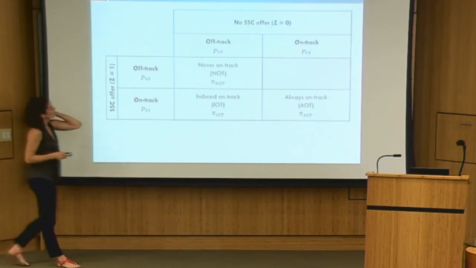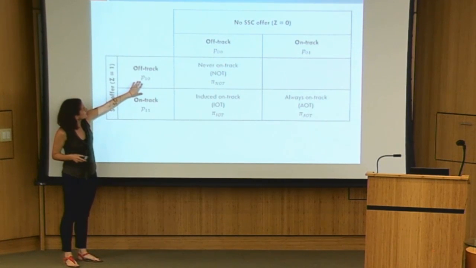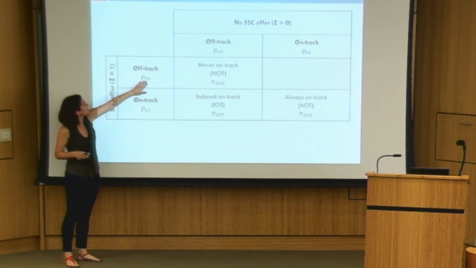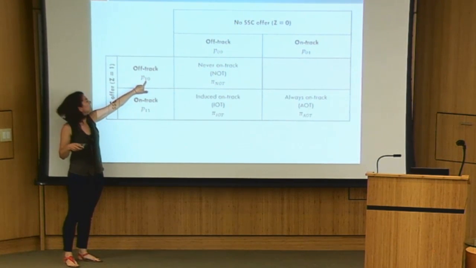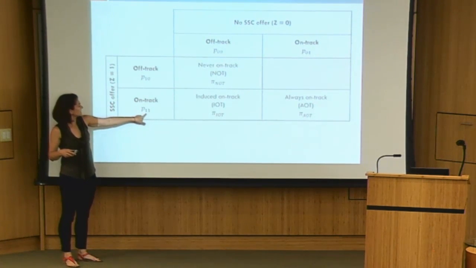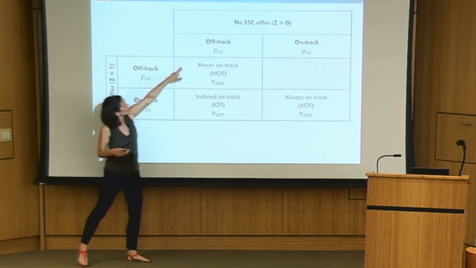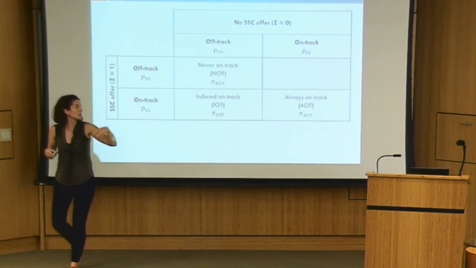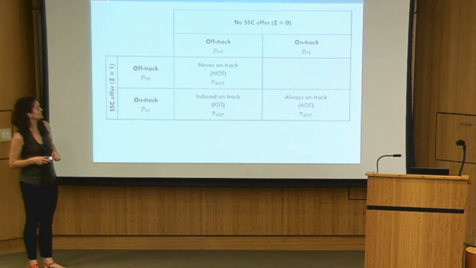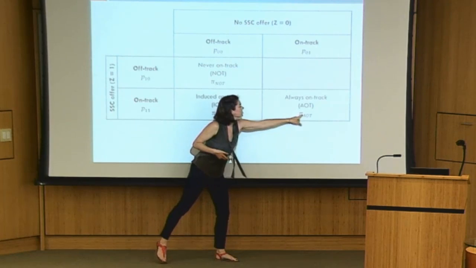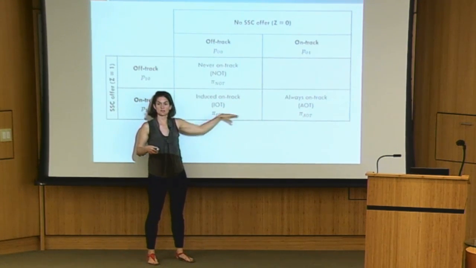So what I've done here is I've just labeled the terms that I've defined. P sub 1, 0 are students assigned to treatment who are off track. P sub 1, 1, those assigned to treatment and on track. Similarly, here, P0, 0, those assigned to control and off track, and similarly for P0, 1. And then these values are the share of students in each of the strata.